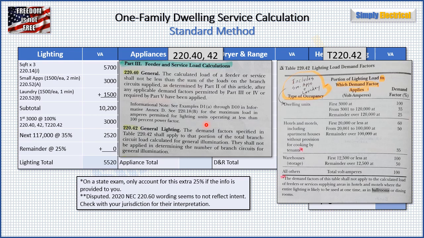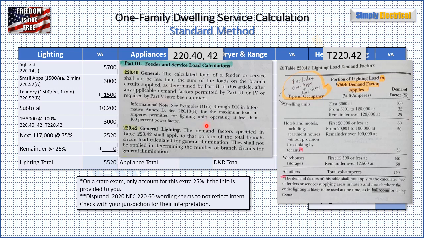Also, it tells us see 220.18(B) for the maximum load in amperes permitted for lighting units operating at less than 100% power factor. So that basically is just telling you that if you're dealing with nonlinear loads, loads with any kind of power factor, then you've got to include the entire load. You can't just add up the lamps, the bulbs, like you could with incandescent. But if you have LED where there's a driver or fluorescent with a ballast, you've got to add all that in there as the load.